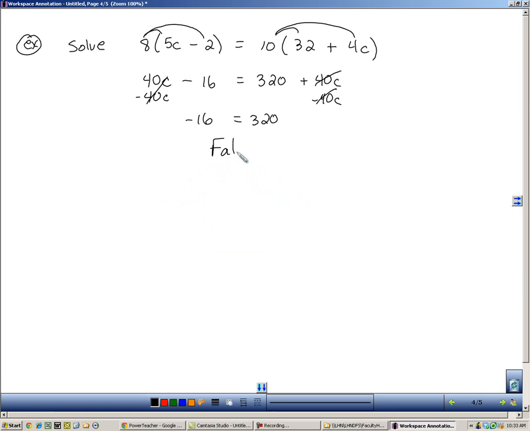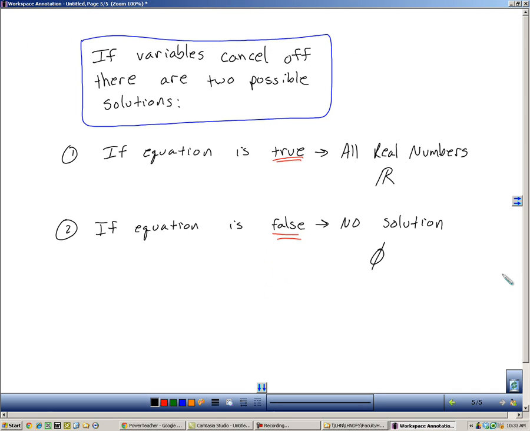We can even write that here. This is not true. -16 does not equal 320. Well, then the answer is no solution. That means that there is no number that I can put in for this c that will make this true. You could also use the 0 with the slash through it, either one of those. But the important thing to remember is this idea of what the possible solutions are when the variables cancel off, and then to choose the one that fits the equation.